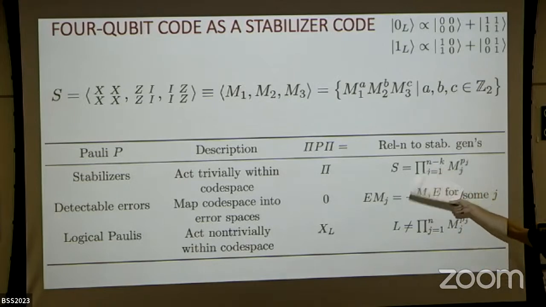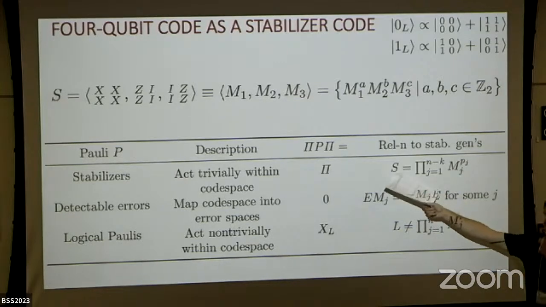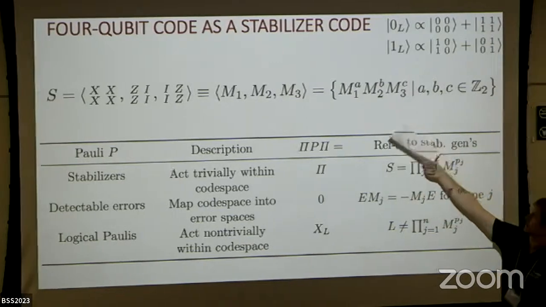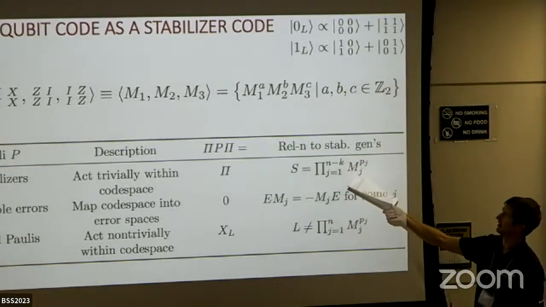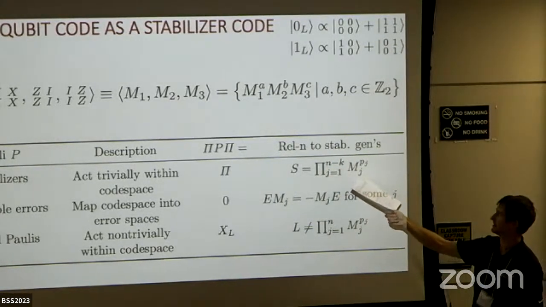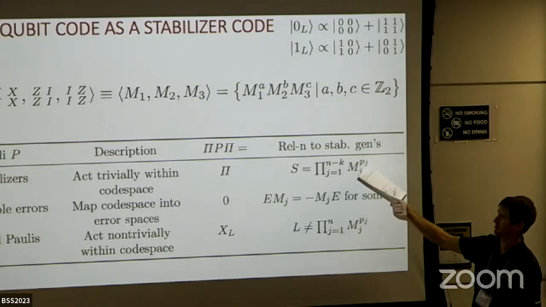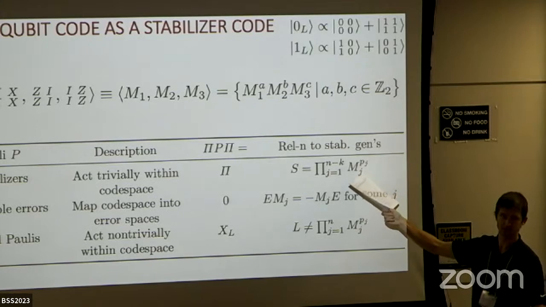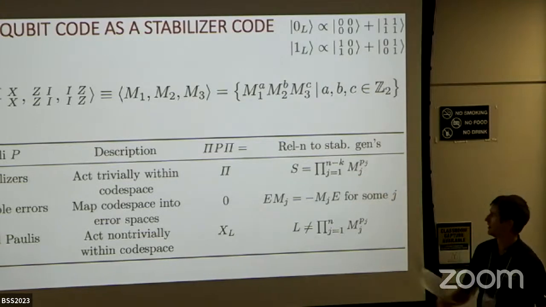How do these 3 types of Paulis relate to the stabilizer generators? Well, a stabilizer is literally an element of the stabilizer group, which means it can be constructed as a product of powers of the stabilizer generators. So there exists some binary string p such that each coordinate of it is the power of some generator, and you can express it in this way.